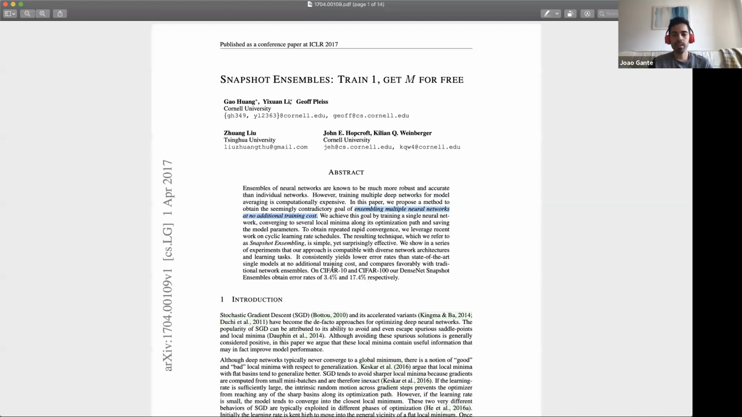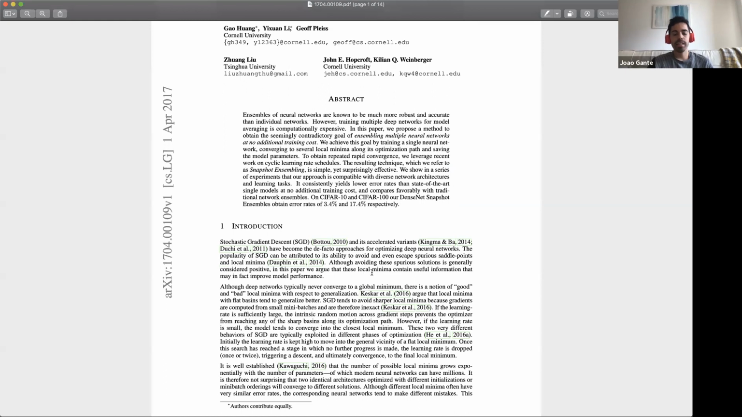I'll go through the paper, and by the end, I'll give a bit of my opinion as a devil's advocate about the paper. They assess the paper mostly on image-based networks, but that should be no problem.